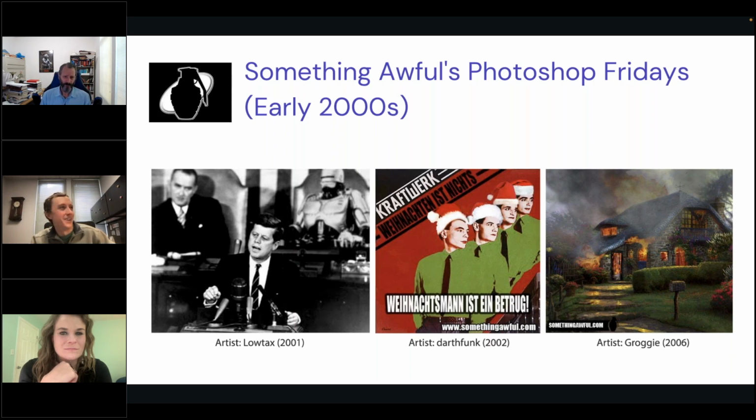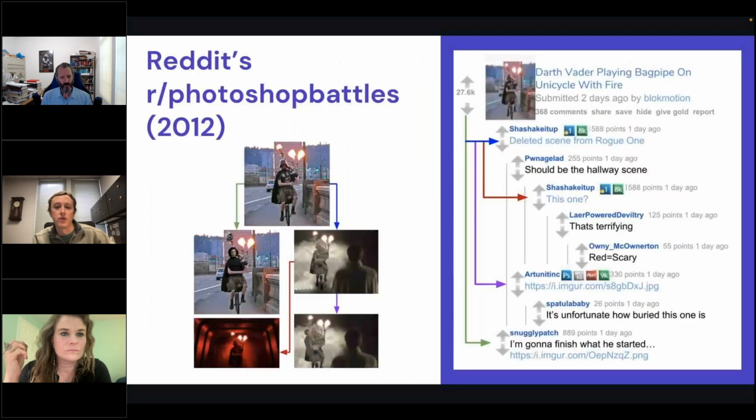Thomas Kinkade, you can create fictionalized versions of his paintings to parody his idyllic scenes, showing death, destruction, mayhem, right? All of this was very, very popular. So you could take the current cultural milieu and modify it as you saw fit.